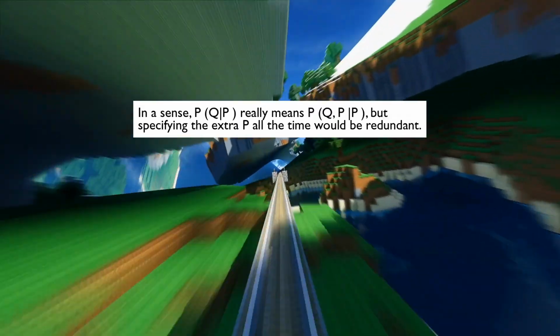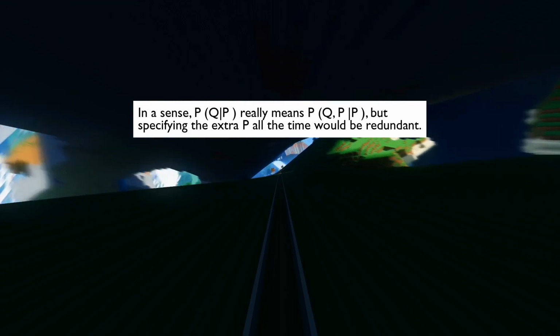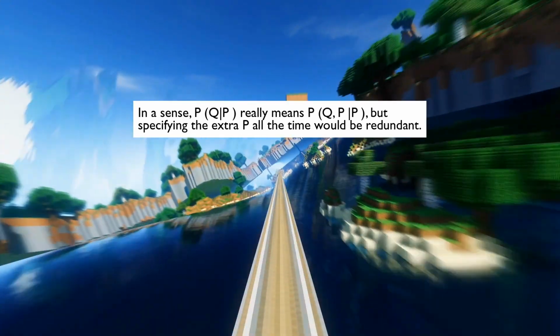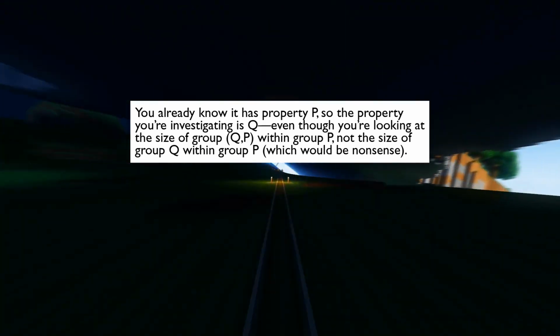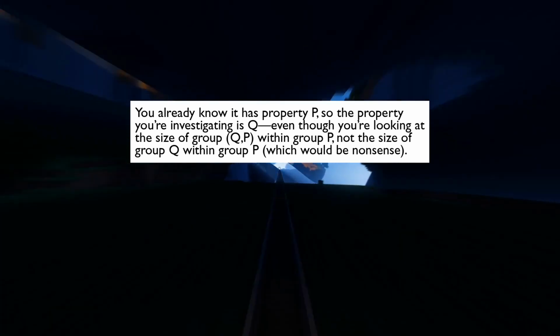In a sense, P(Q|P) really means P(Q,P|P), but specifying the extra P all the time would be redundant. You already know it has property P, so the property you're investigating is Q, even though you're looking at the size of group (Q,P) within group P, not the size of group Q within group P, which would be nonsense.